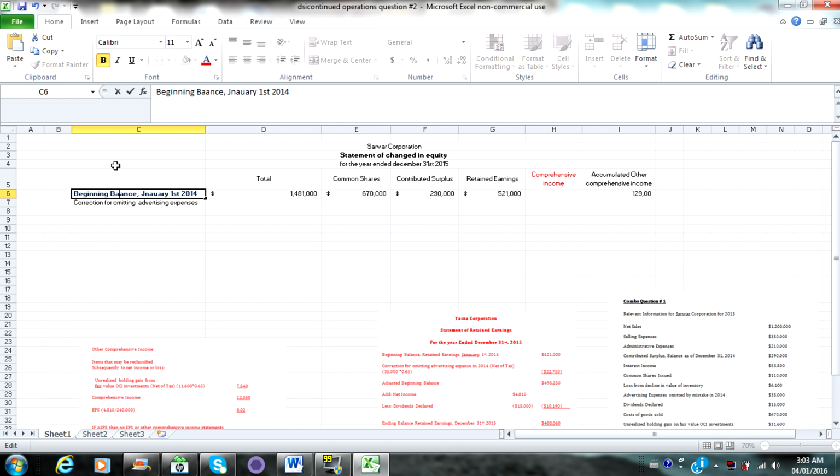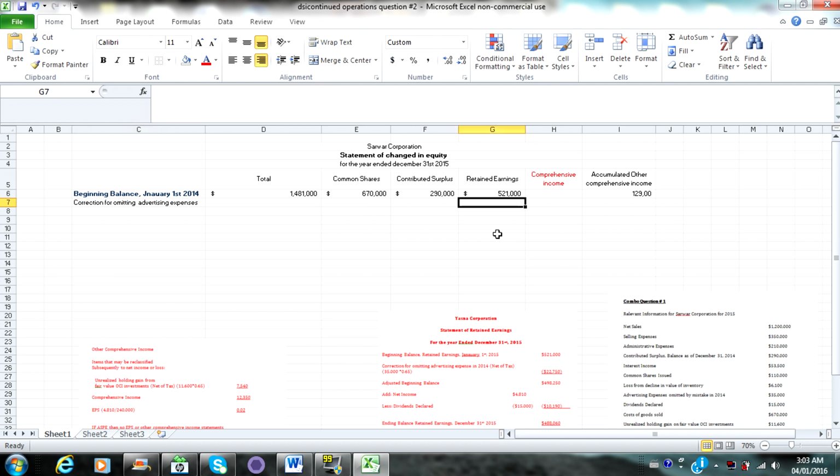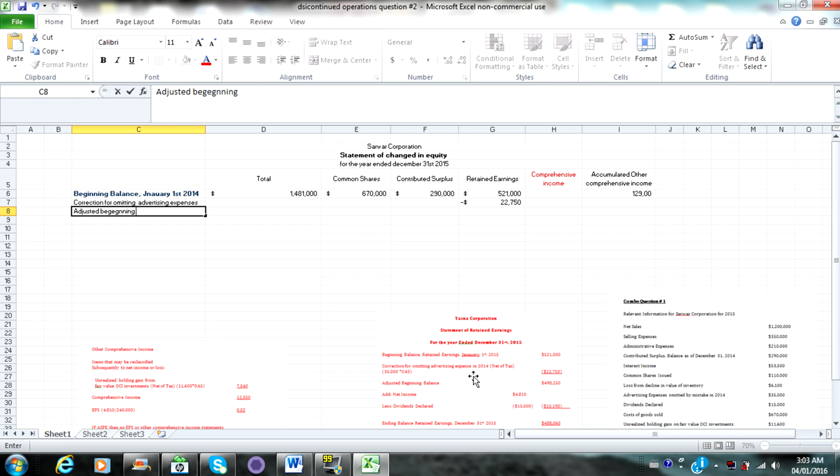So after listing our beginning balance, we are then going to show any correction for omitting any errors, and that will only show up in the retained earnings account. So, a correction for minimum advertising expense, pulling it straight from the statement of retained earnings, is $22,750. Okay, so throw that right there. And then, like we do for the statement of retained earnings, we're just going to figure out our adjusted beginning balance. I misspelled that horribly, but I'm just going to go with it.